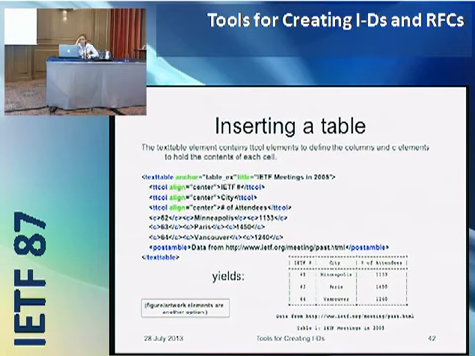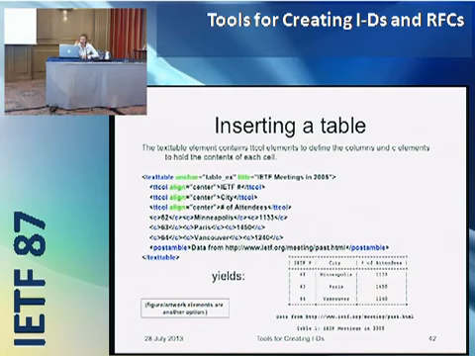So inserting a table. There is a texttable element that contains ttcol elements for the columns and c elements to hold the contents of each cell. This is an example of what it looks like. And so it tries to nicely format a table using ASCII.